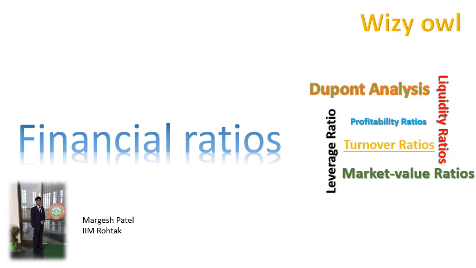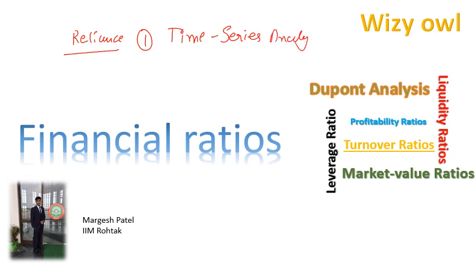Now let's first understand the basic aspects of ratios and their analysis. Let's take an example of Reliance. If we want to analyze Reliance, we can do it in two ways. The first one would be time series analysis, and the second one would be cross-sectional analysis.